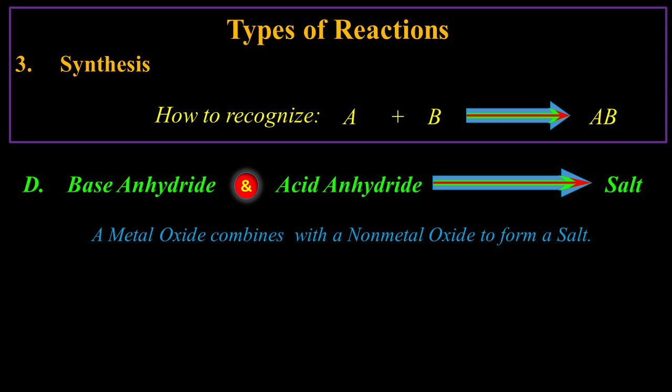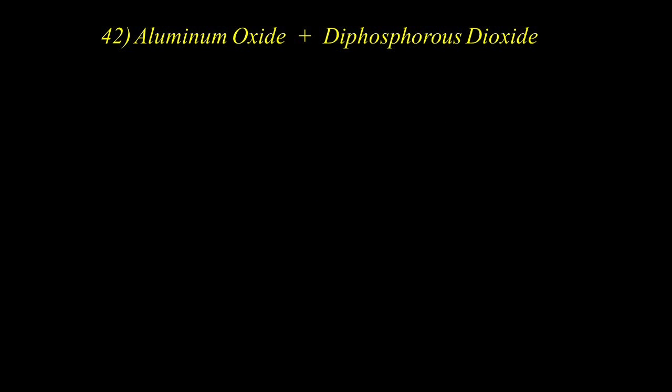So you need that chart again to know what acid becomes what polyatomic ion, or what acid anhydride becomes ultimately what polyatomic ion. For instance, let's do another one. If I have barium oxide plus sulfur trioxide, it's going to be barium sulfate.